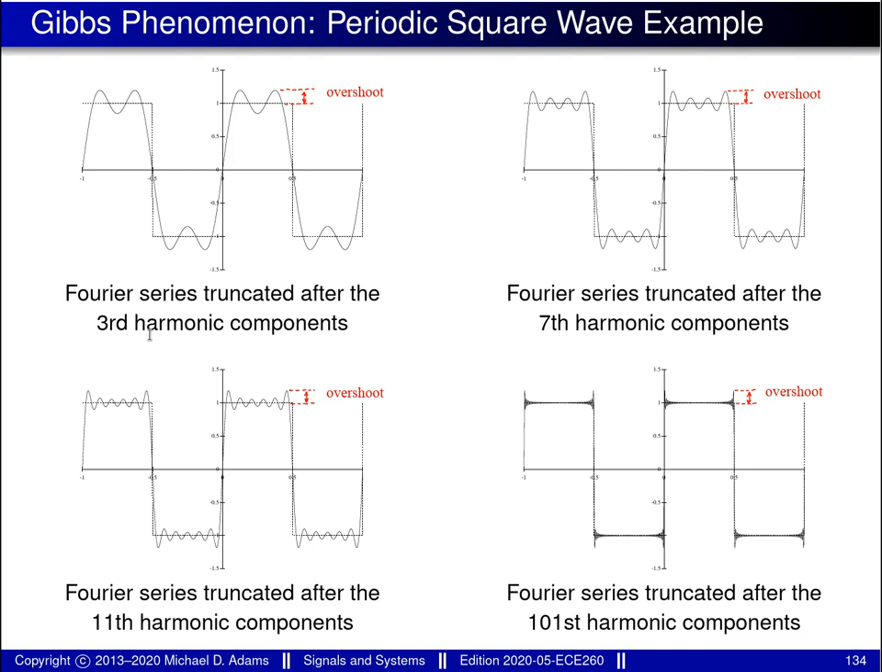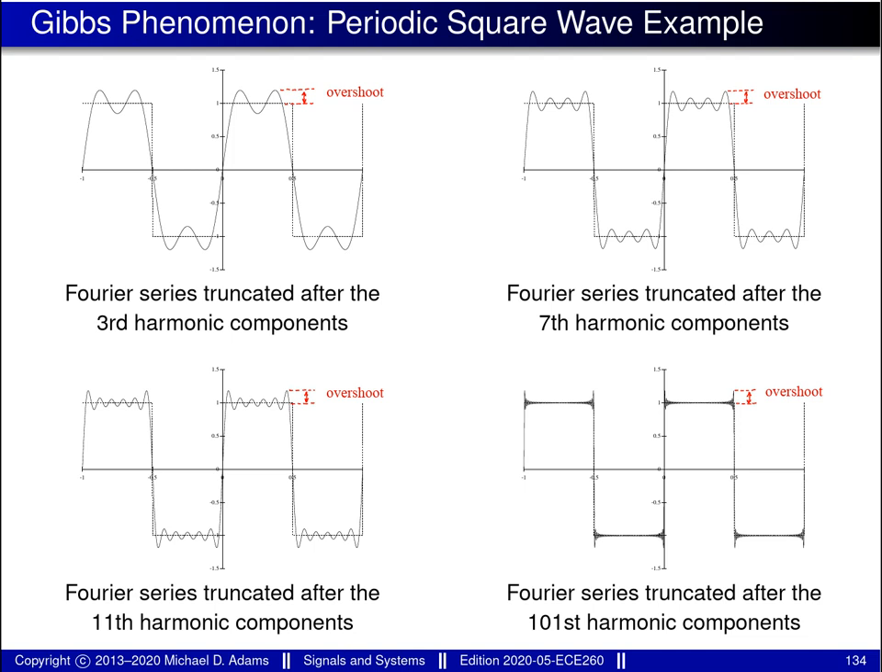So in the top left figure, this corresponds to n equal to 3, the top right figure corresponds to n equal to 7, the bottom left figure corresponds to n equal to 11, and the bottom right figure corresponds to n equal to 101. And as you can see, as we move from the figure in the top left to the figure in the top right, to the figure in the bottom left, to the figure in the bottom right, we're getting a progressively better approximation of our original periodic square wave. In other words, our truncated Fourier series is giving a better approximation as we add more and more terms into the truncated Fourier series. Looking at these figures, however, we can observe another effect.